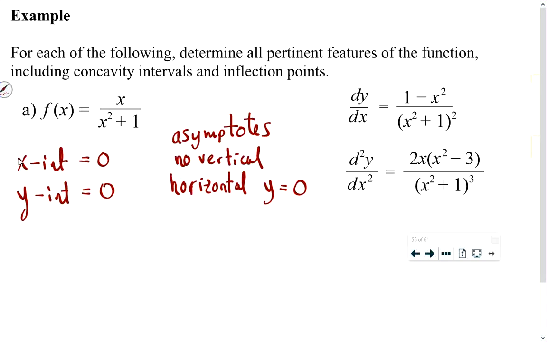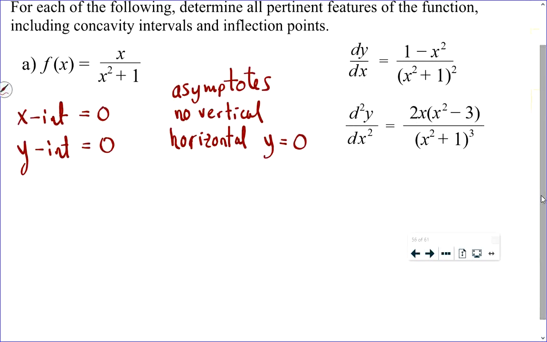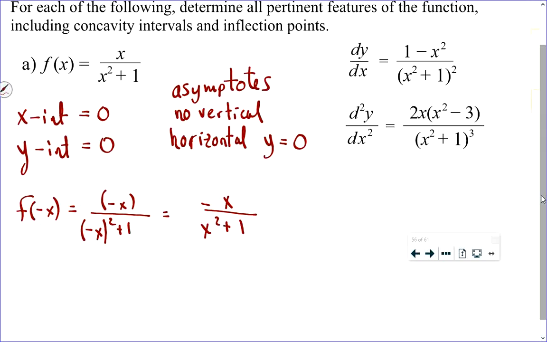Or neither? Well, here for the symmetry, we would put in negative x for x, and simplify this to get negative x over x squared plus 1, which is exactly negative 1 times the original function. We could take this negative in front of the x and put it in front to demonstrate that f of negative x is negative f of positive x, which means it's odd.